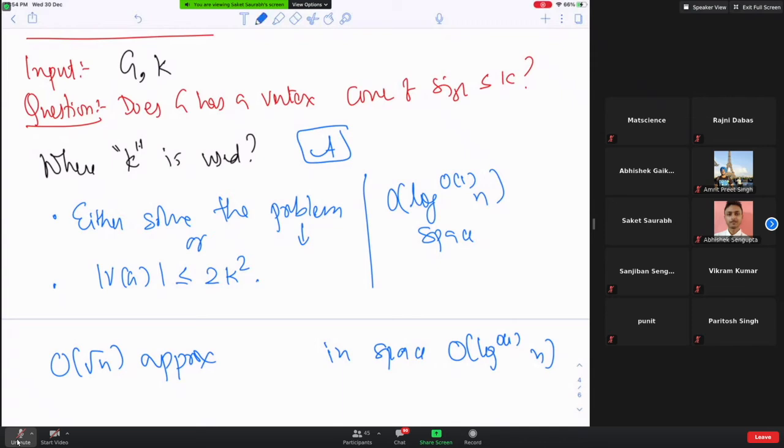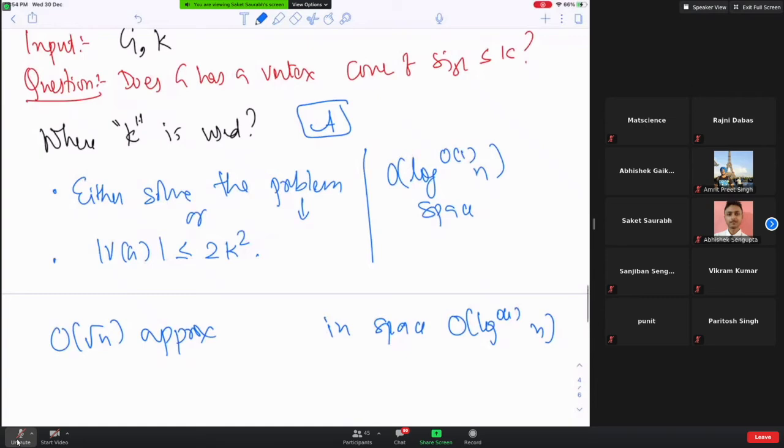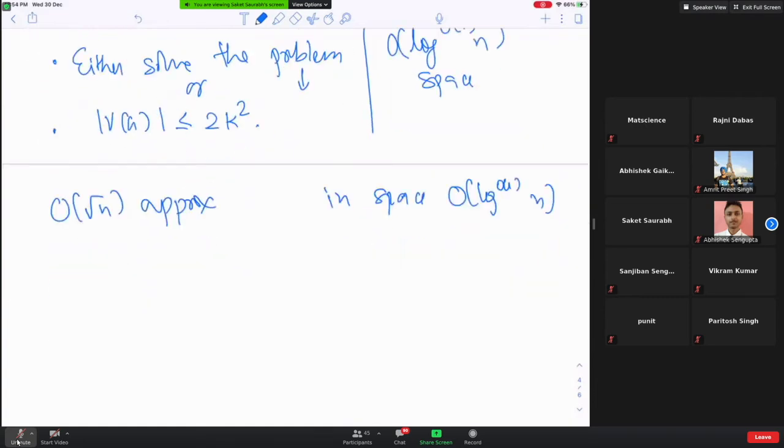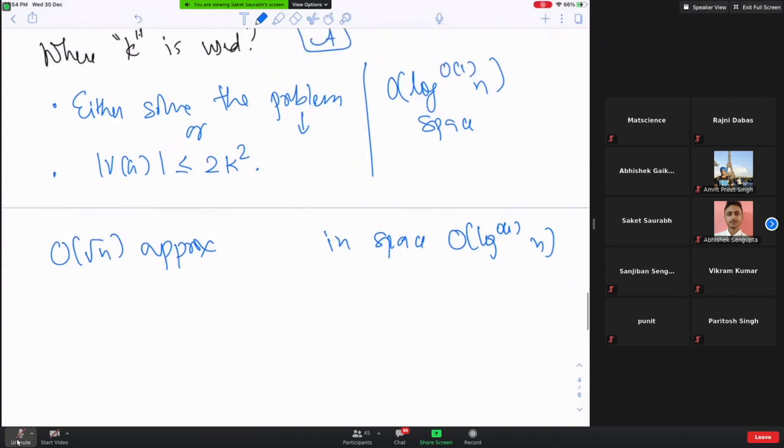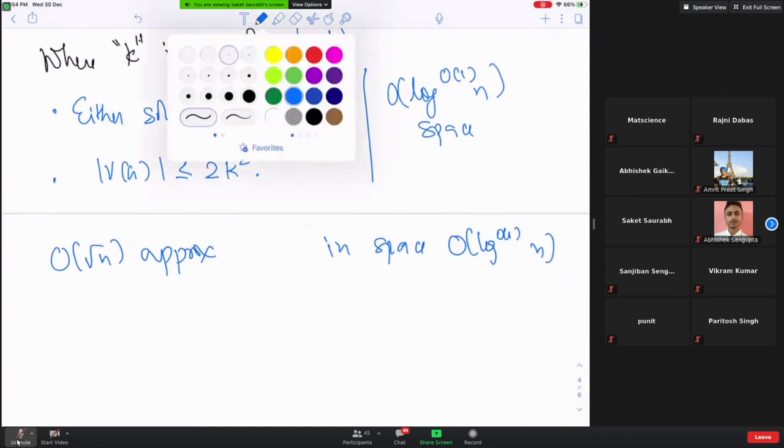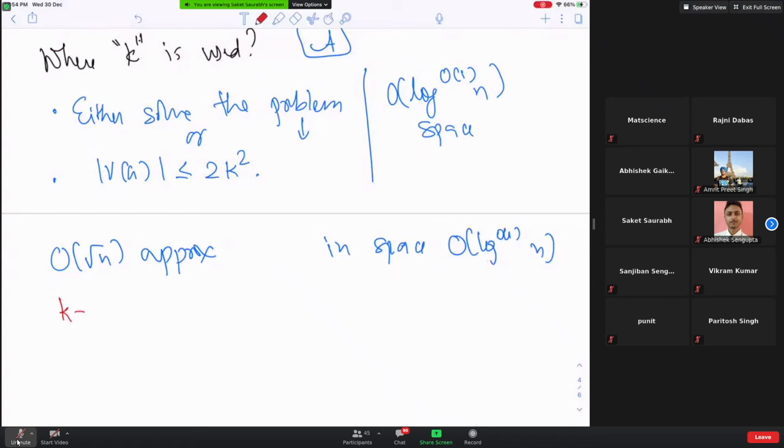Okay. I will worry about this later, what it does. Now I want to use this algorithm to design an order square root n approximation. So let's see how we can use this algorithm, and probably we will understand then. Suppose I start with k equal to 1 and I run this algorithm. We'll worry about what to do when something happens.